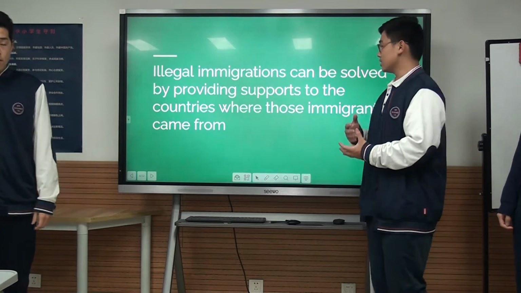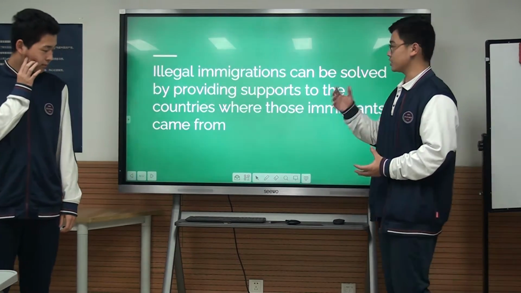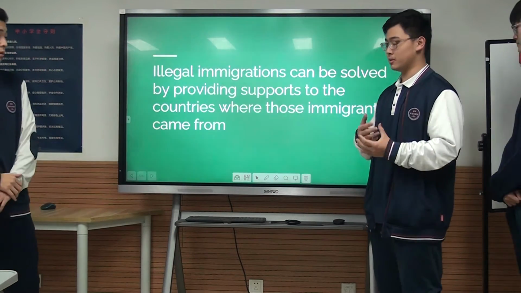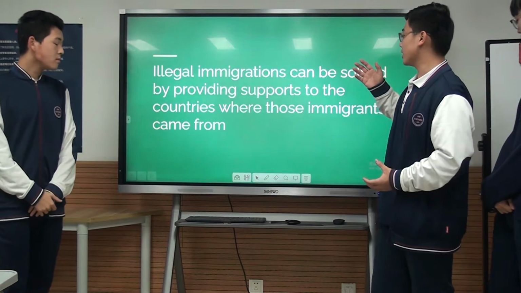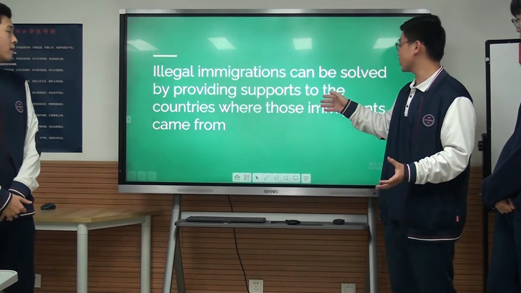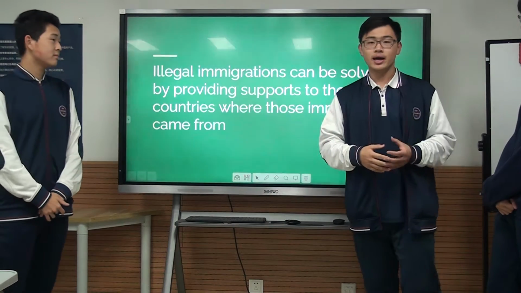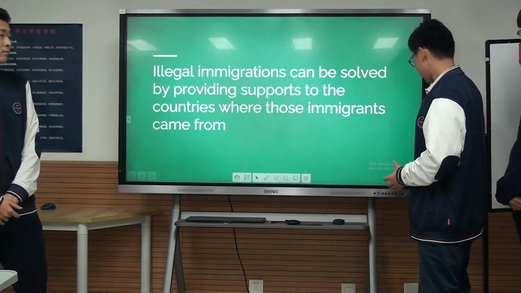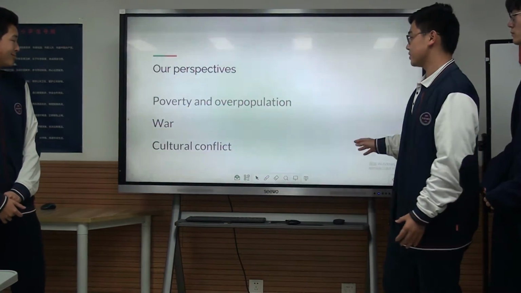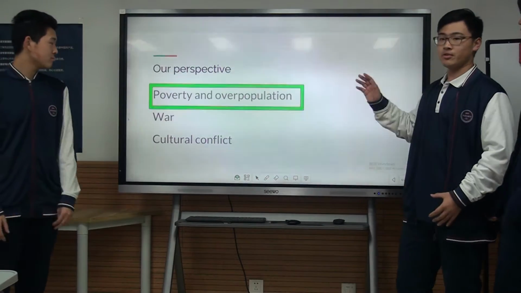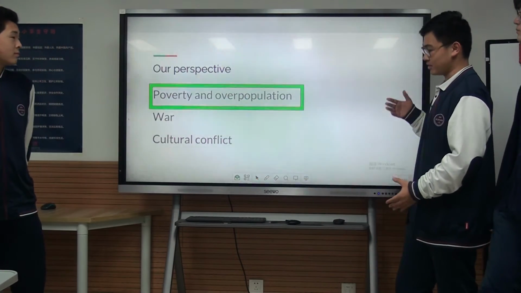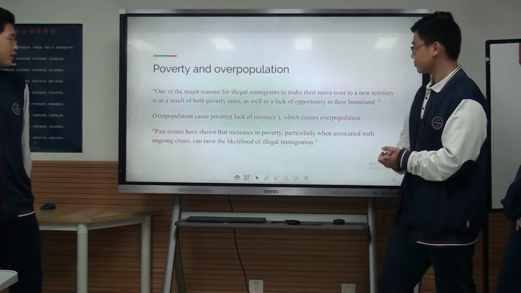And so now this leads to our research question, which is how to solve illegal immigration. And we come up with a solution that illegal immigration can be solved by providing support to the countries where those immigrants came from. And now we will support our solution through these 3 perspectives. First, I will talk about the first perspective, which is poverty and overpopulation.